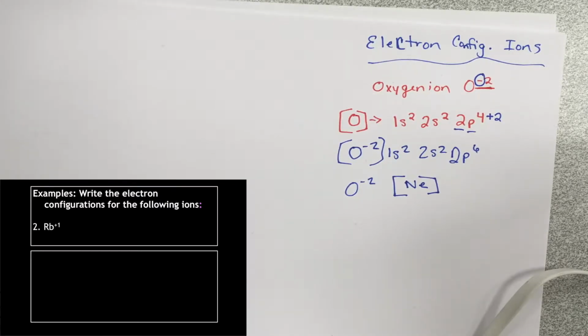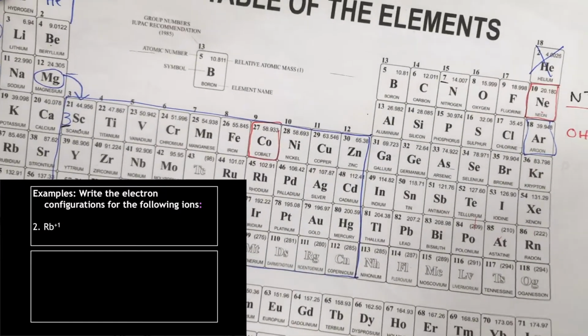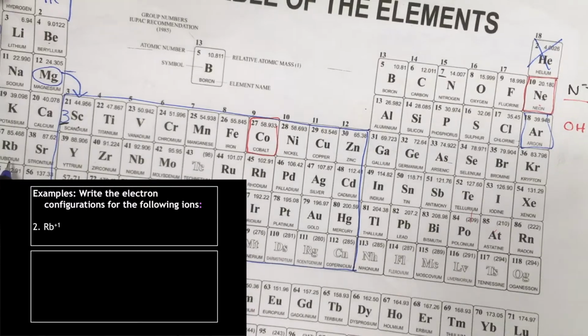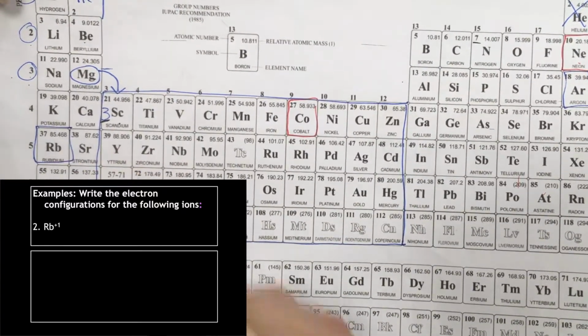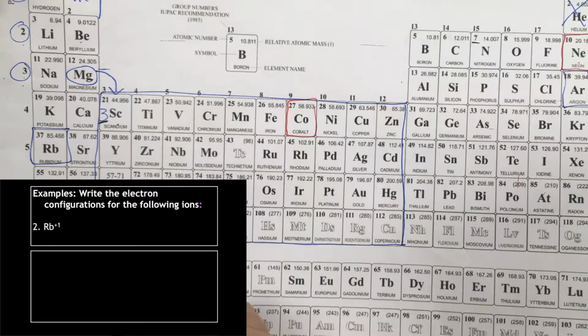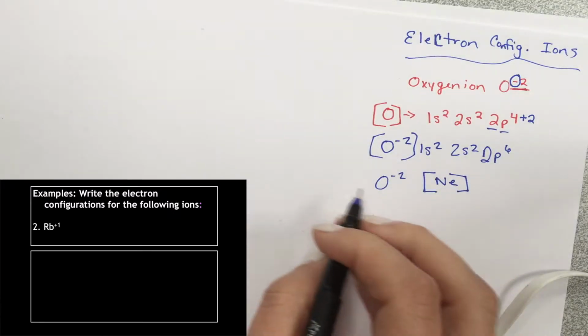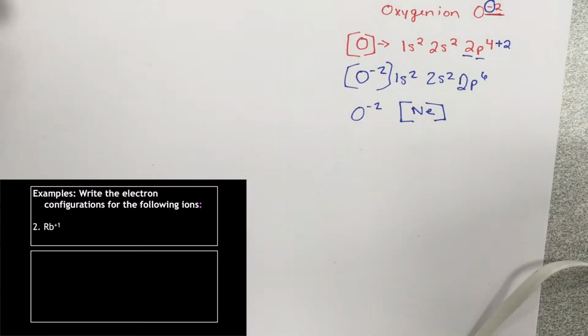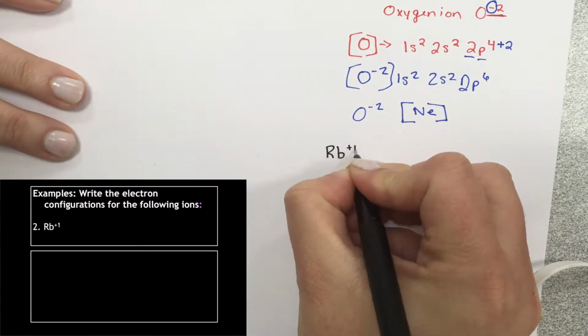Okay, so let's write electron configuration for rubidium with a +1 charge. So where is rubidium? There. Can you see? Oh, you can't see. So rubidium is here. We're not going to do the noble gas configuration because it is a noble gas configuration because it is rubidium with a +1 charge. So rubidium with a +1 charge.